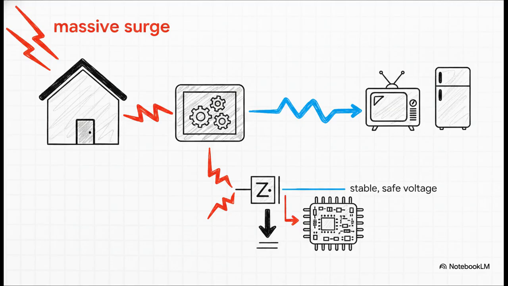The Zener diode is doing the exact same thing, just on a micro level. If the input voltage suddenly spikes, the Zener safely conducts that excess current backward right to the ground, all while rigidly maintaining a perfectly stable, safe voltage across your delicate internal circuit. It really is the ultimate electronic bodyguard.